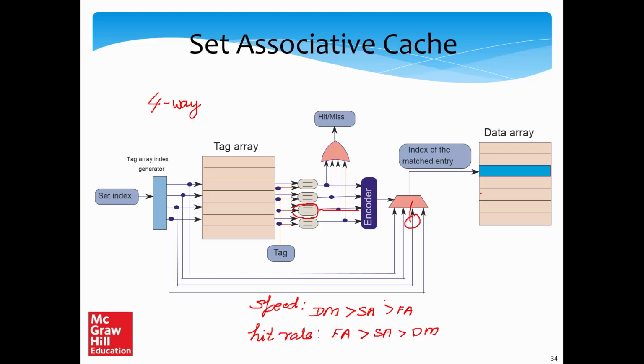So there is no hard and fast rule that in a particular situation, a particular kind of cache needs to be used. But as a general rule, people prefer the middle path, which is a set associative cache, with either two-way or four-way, and in some cases eight-way associativity.